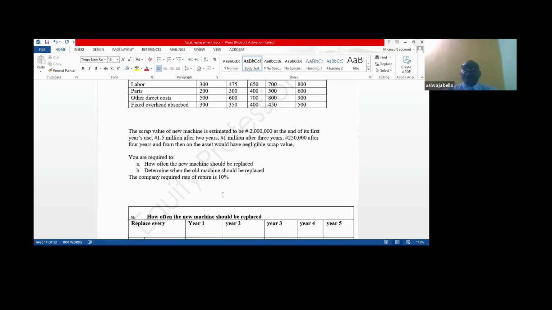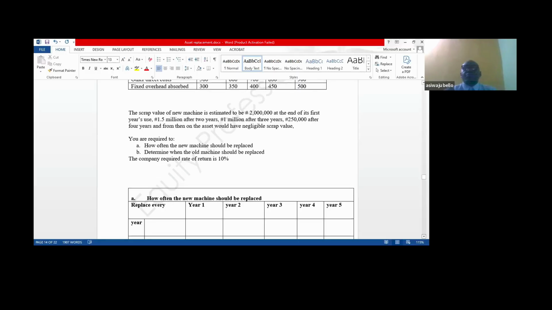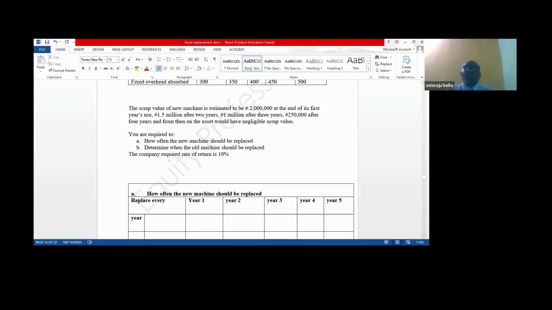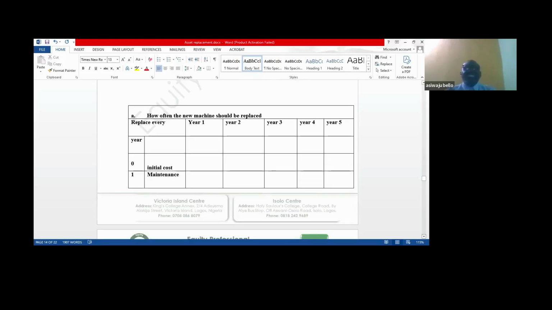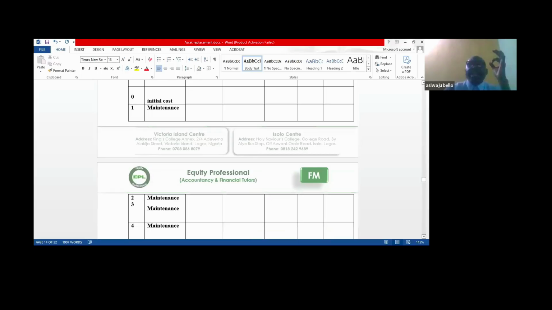We can now go to computation. I want to calculate the annual equivalent cost of the new machine. What are the relevant cash flows? Initial cost of the machine, maintenance cost of the machine, and the scrap value of the machine. Because cost of capital is involved, we need to get the present value.